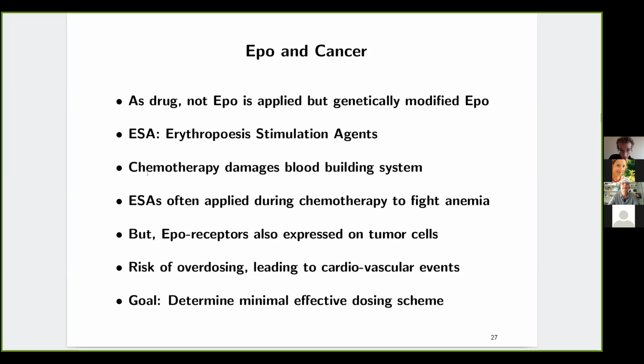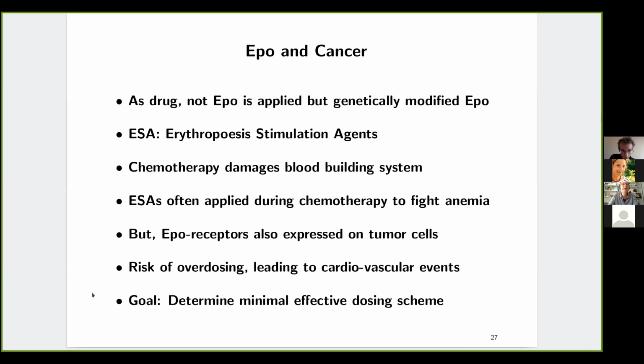And to come to cancer, chemotherapy damages cells with a high turnover. This is a basic idea. And since our blood building system also has a high turnover, it is also damaged. Then people get an anemia. And so these ESAs are often applied during chemotherapy to fight anemia. But now the first problem arises. Often EPO receptors are also expressed on tumor cells. And of course, tumor cells do not turn into red blood cells when they see EPO, but I will show you on the next slide what these cells do when they see EPO.